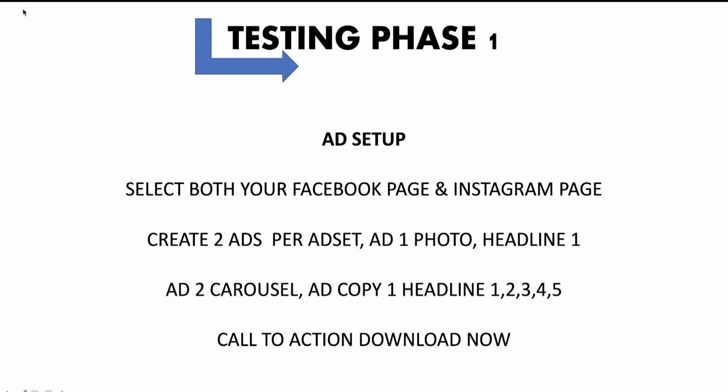Then we're going to have the actual ad setup itself, which is selecting both your Facebook page and your Instagram page. You're going to create 2 ads per ad set, so each ad set will have 2 ads. Ad number 1 is going to be a photo with headline number 1 and the normal ad copy that you've got. Then ad number 2 is going to be a carousel with ad copy 1, with headlines 1, 2, 3, 4, and 5 included, and the call to action as download now. Now, if that didn't make sense, don't worry guys, I'm going to show you right now in the Facebook Ads Manager how to set this up.